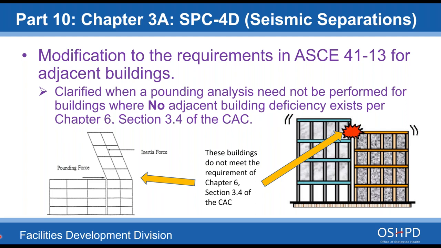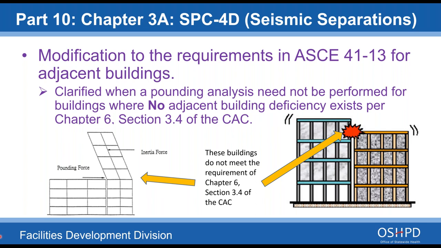And if you looked at the provisions in ASCE 41 for adjacent buildings, there's a building separation requirement, and that requirement and the exceptions from doing a pounding analysis check was different from what is there in the California Administrative Code. So we currently have buildings that are SPC 4, SPC 5, that would not meet the criteria given in ASCE 41-13 for building separation. So we are saying, okay, we're going to convert buildings that are SPC 1 and SPC 2 to SPC 4D that do not meet the adjacent building criteria. But it will be different now between what ASCE 41 is saying and the California Administrative Code is saying.